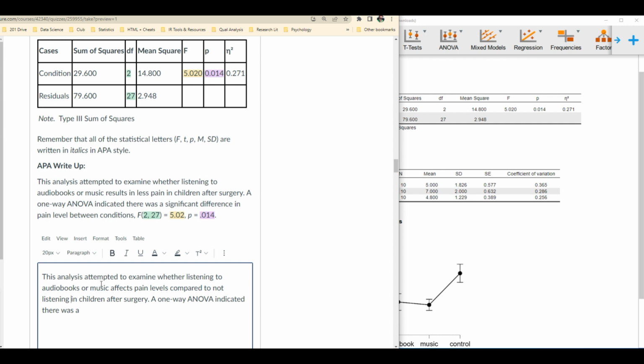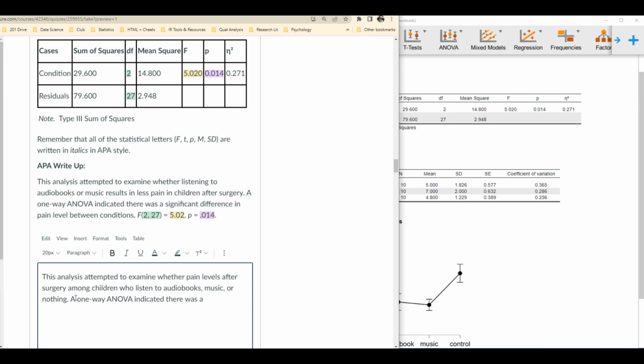Right, so this is where people struggle a little bit, and I totally get it. We just want it to make sense. So right here, I think what is missing is, here it says between conditions, but we're missing that there's a third condition. So let's say it more straightforwardly: whether pain levels are different after surgery among children who listen to audiobooks, music, or nothing. There we go. I think that's more clear even than this example.